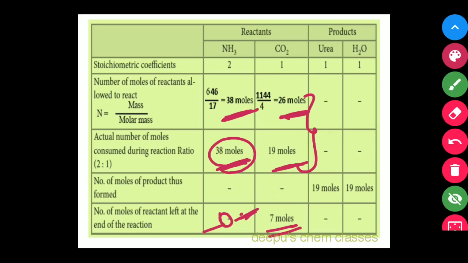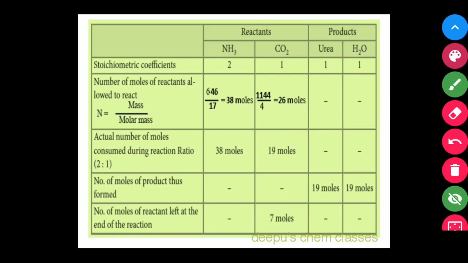Then regarding the products, formed in the ratio 1:1. 1 mole of urea and 1 mole of water is formed. So 1:1. Product is not reacted actually, we are getting the product in the ratio 1:1. So we know ratio 1 is nothing but 19 moles. So 19 moles of urea is formed and 19 moles of water is formed. So these are the data observed from the balanced chemical equation. From that we are going to answer the questions.